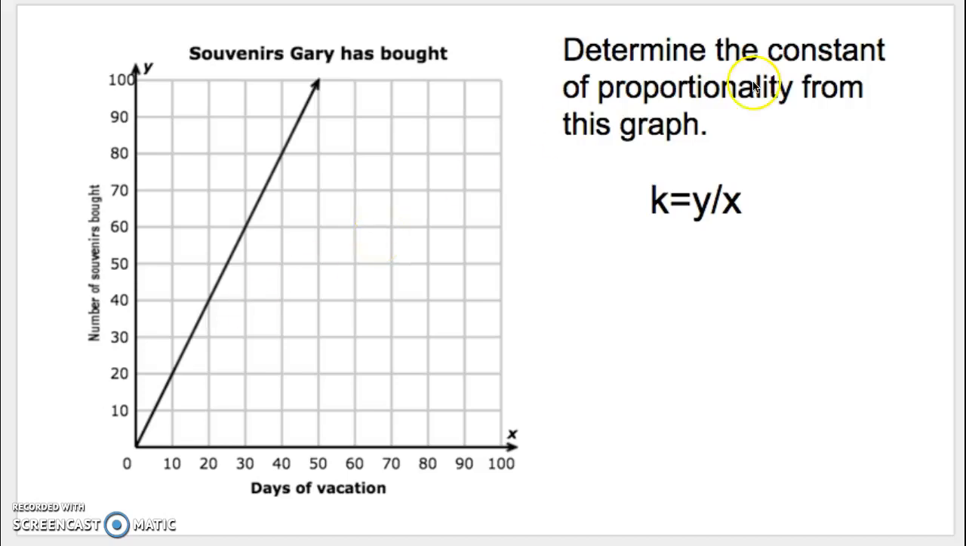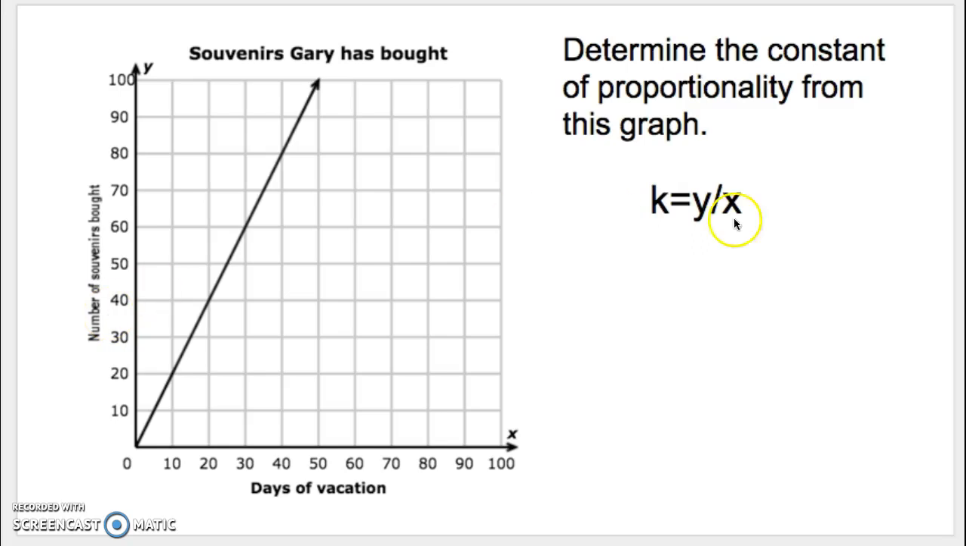All right, we want to determine the constant of proportionality from this graph. So the first thing I want to do is analyze my axes and understand what the graph is actually about. On the x-axis, the horizontal axis, we're talking about the number of days that Gary was on vacation. And on the y-axis, or vertical axis, we're talking about the number of souvenirs he bought.